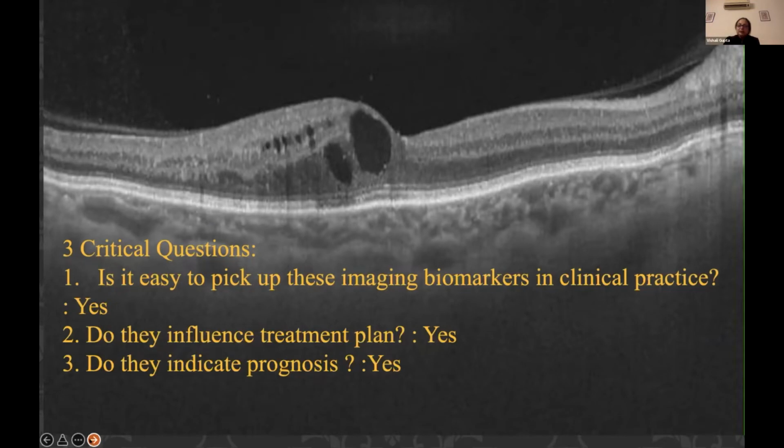And the third question was, do they indicate prognosis? Yes. If you see the trail or if you see the outer photoreceptor layer totally knocked out, that indicates that these patients would have poorer prognosis. All of us would still treat the patients because they have macular edema, but it's a good idea if we can prognosticate them and talk to the patients so that the patients have real expectations from us.